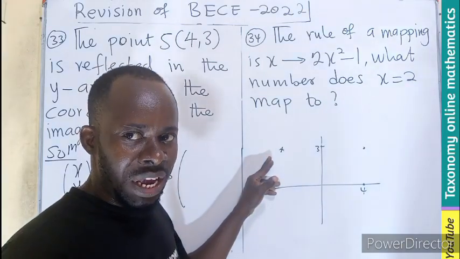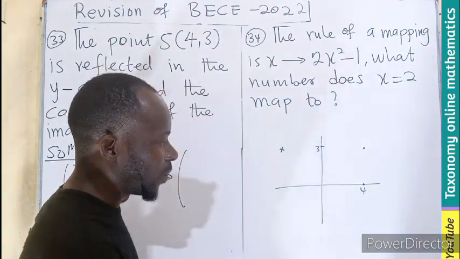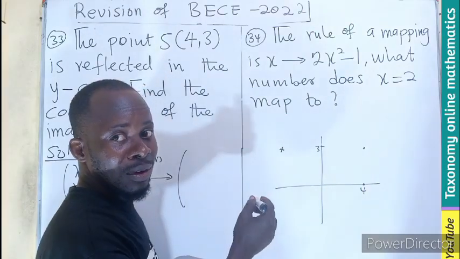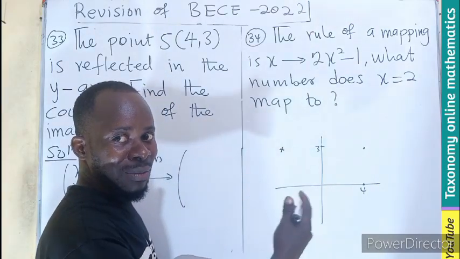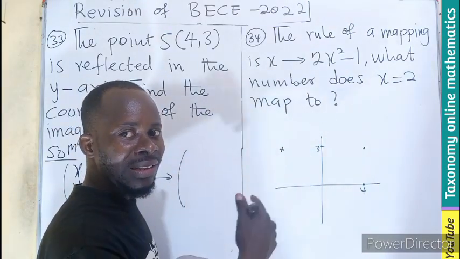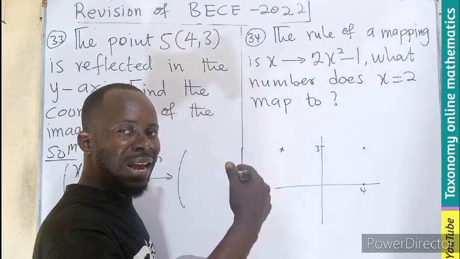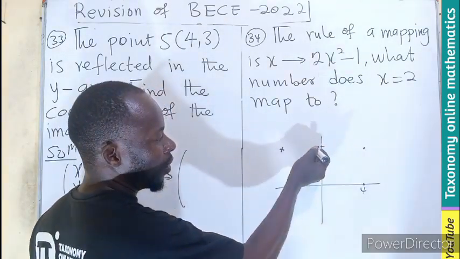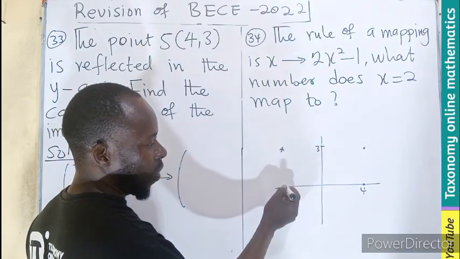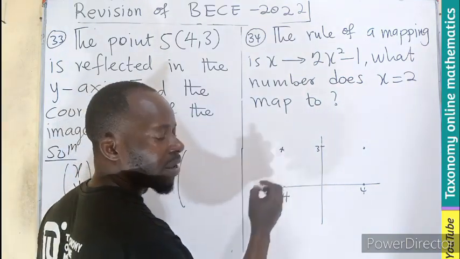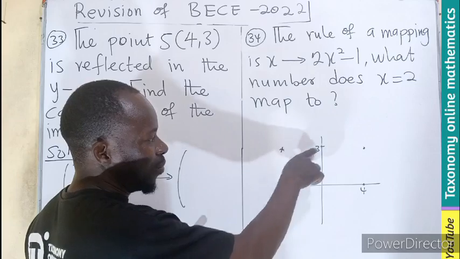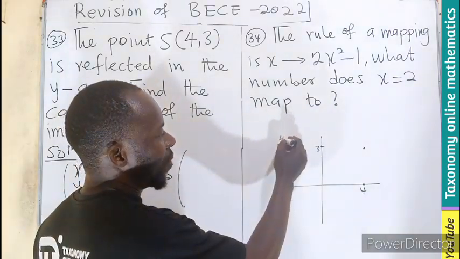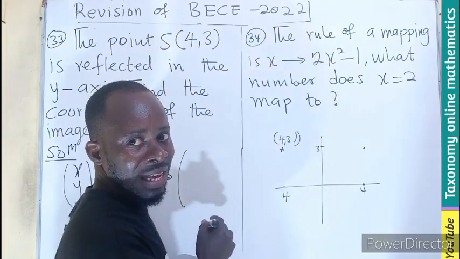Now, if you are asked to indicate the coordinate of that point, you can see that the distance from here to here is the same. Remember your science period? The distance between the mirror and the object is the same as the distance between the mirror and the image. So it means I move 4 again on the x-axis, but I will still be on the same level as 3. So I'll be having 4 and 3 here as well, right?